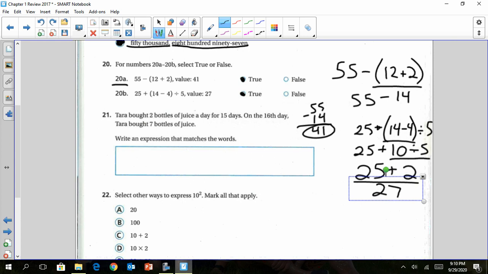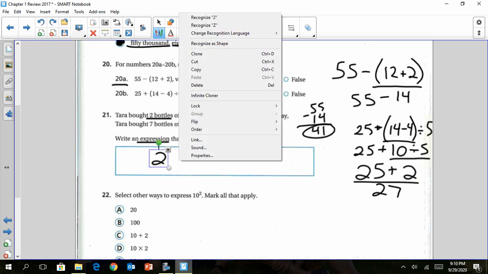Question 21, Tara bought 2 bottles of juice a day for 15 days. On the 16th day, Tara bought 7 bottles of juice. Write the expression that matches the words. So we're going to come up with the expression that represents that story problem here. So the first thing we need to know, we have 2 bottles of juice per day for 15 days. That means each day for 15 days we buy 2 bottles of juice. Each tells us to multiply. So we're going to go 2 times 15.